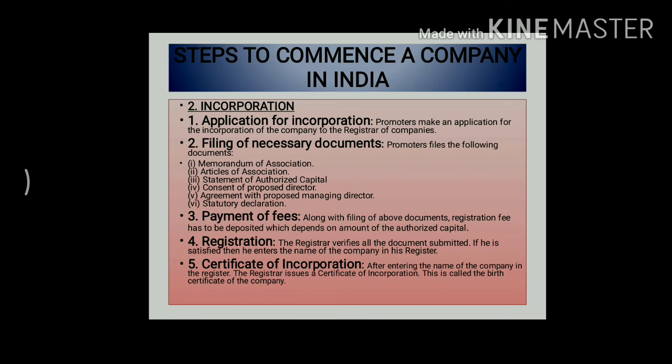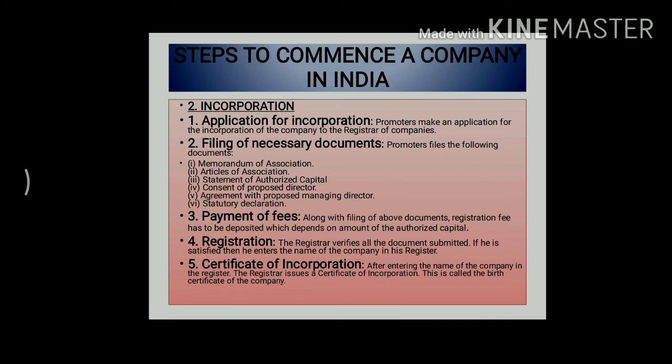Authorized capital is the maximum amount to which a company is going to issue the shares or get the money from the public. So according to the maximum authorized capital, the fee is decided, and that fee, along with the application and important documents, is given to the registrar. Then the registrar takes the documents, verifies them, and after that gives the certificate of incorporation.